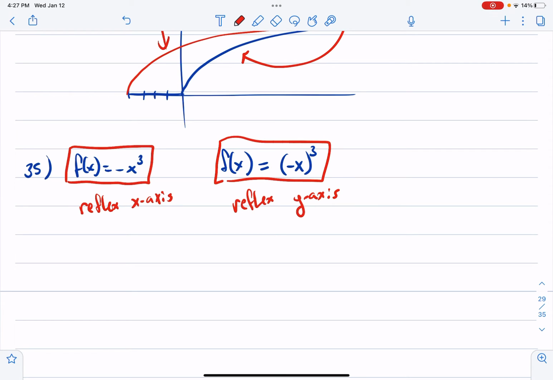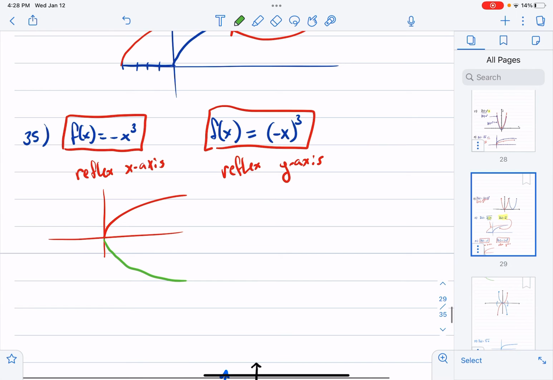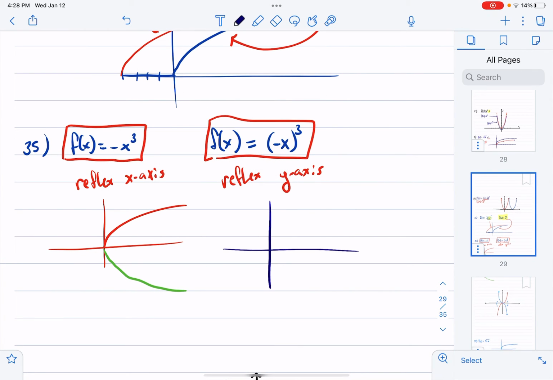For example, if I was doing the square root of x, that is basically half a parabola right here. If we wanted to reflect it about the x-axis, it would show up down here. Sorry, that got curvy. Or if we were doing this other one, same thing, we'll do the square root of x right here. We're going to reflect it about the y-axis. That would then show up over here. Just so we understand what we're talking about.